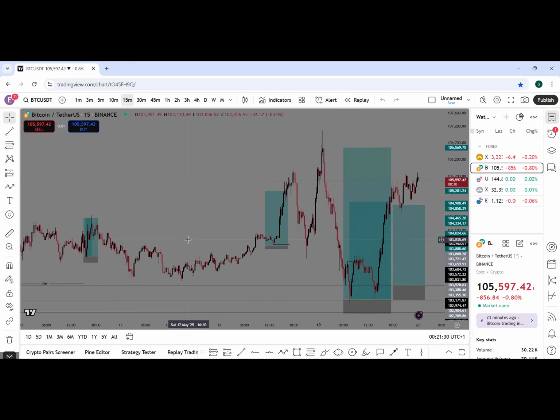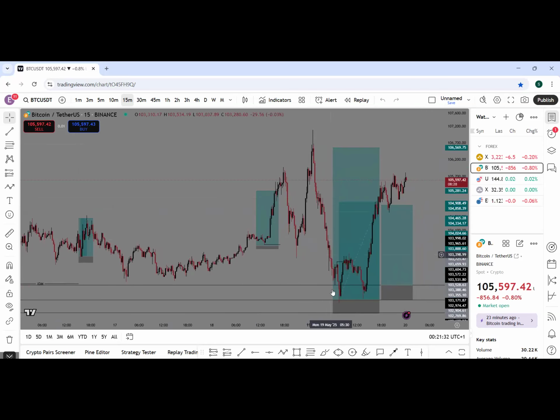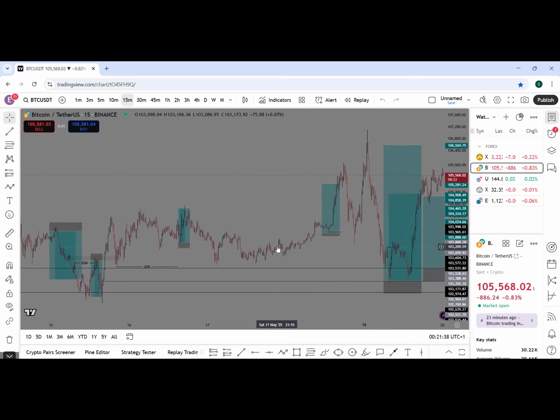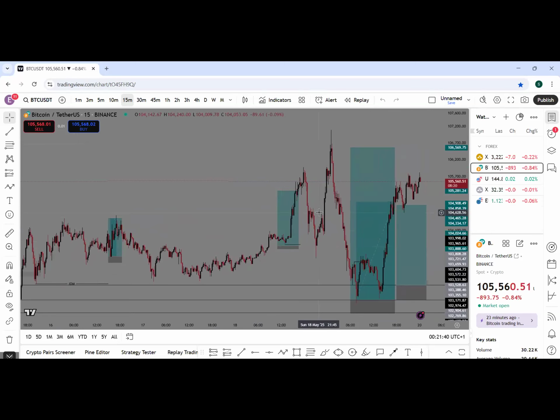I'm still waiting. But today being Monday, price just dumped and tapped on that POI. I started buying. By then, had I taken out my entry from this POI and said, okay, now let me go and look for a random POI.